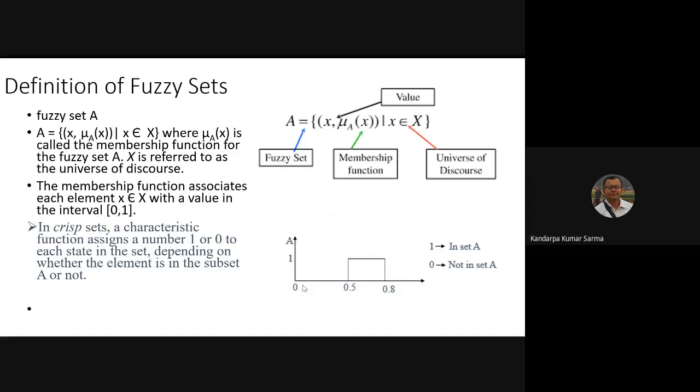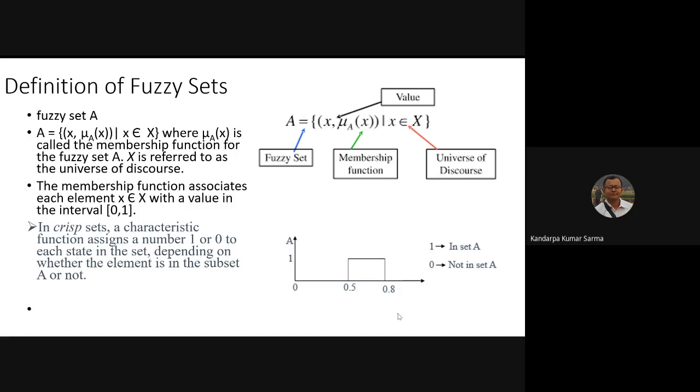Here we can define a fuzzy set A to be a combination of x and mu A of x, such that small x belongs to capital X, where mu A of x is called a membership function for the fuzzy set A. X here is referred to as the universe of discourse. The membership function will relate each member of small x belonging to capital X with a value in the interval 0 to 1. So here you have the fuzzy set A formed by small x and mu A of x. This will be the membership function, such that x belongs to capital X.